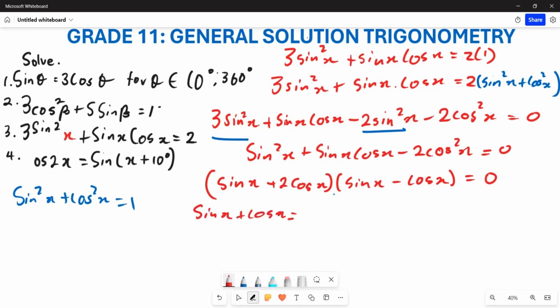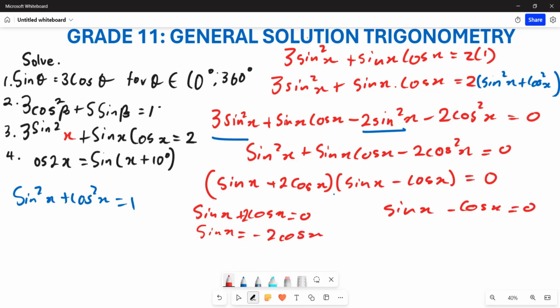Plus cos x is equal to 0, or sine x minus cos x is equal to 0. And remember here, you are having your 2. So let's write this as our 2. Now, when you are solving this, when you take this one to this side, can you see that sine x is equal to negative 2 cos x? Negative 2 cos x.